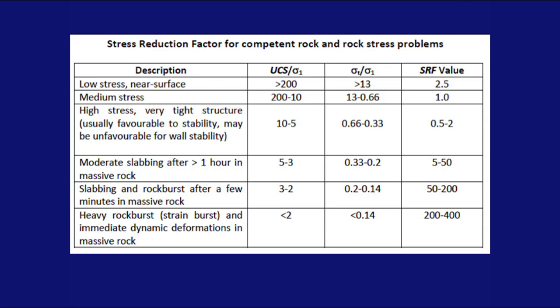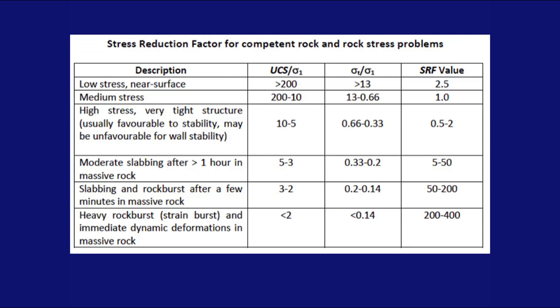Here we have a table which deals with the stress reduction factor for competent rock and rock stress problems. There's also an equivalent table for much weaker situations, but because our rock mass conditions are generally hard, I'm going to ignore that in my lecture today. You can see the description: low stress near surface, and then the next column is the ratio between UCS and sigma 1, being the principal stress at the location at which you want the classification to be carried out.